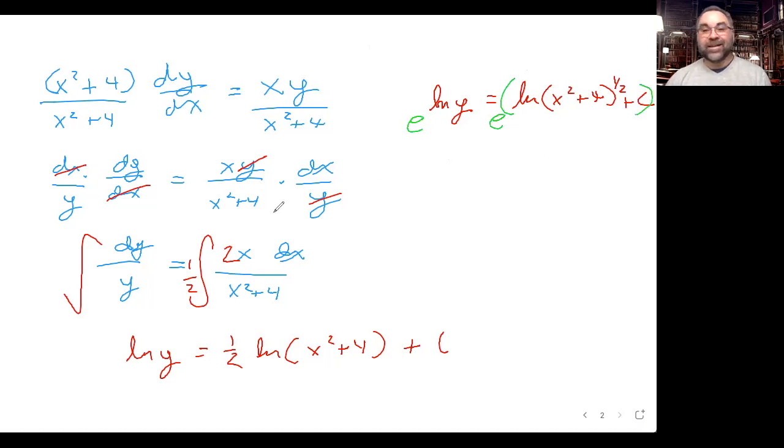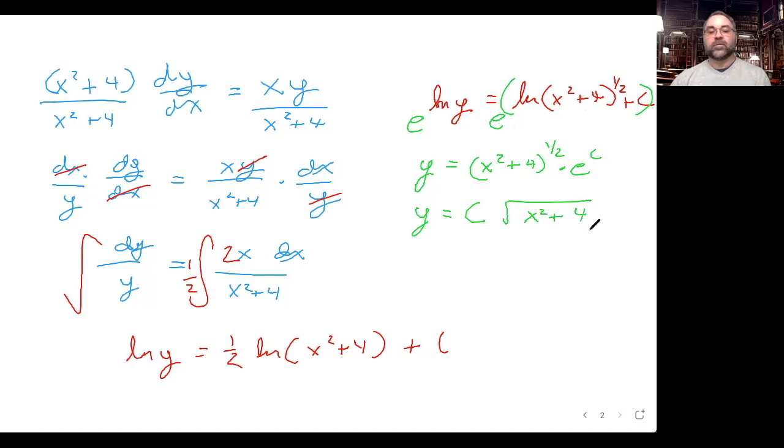And much like happened in last week's video, when you have a sum of the two things up there, x squared plus 4 to the 1/2 times e to the c power, right? Adding exponents is multiplying. Well, e is a constant, c is a constant. We're just turning that into one big c. And we get c times the square root of x squared plus 4. And there's our nice and easy solution to our differential equation.